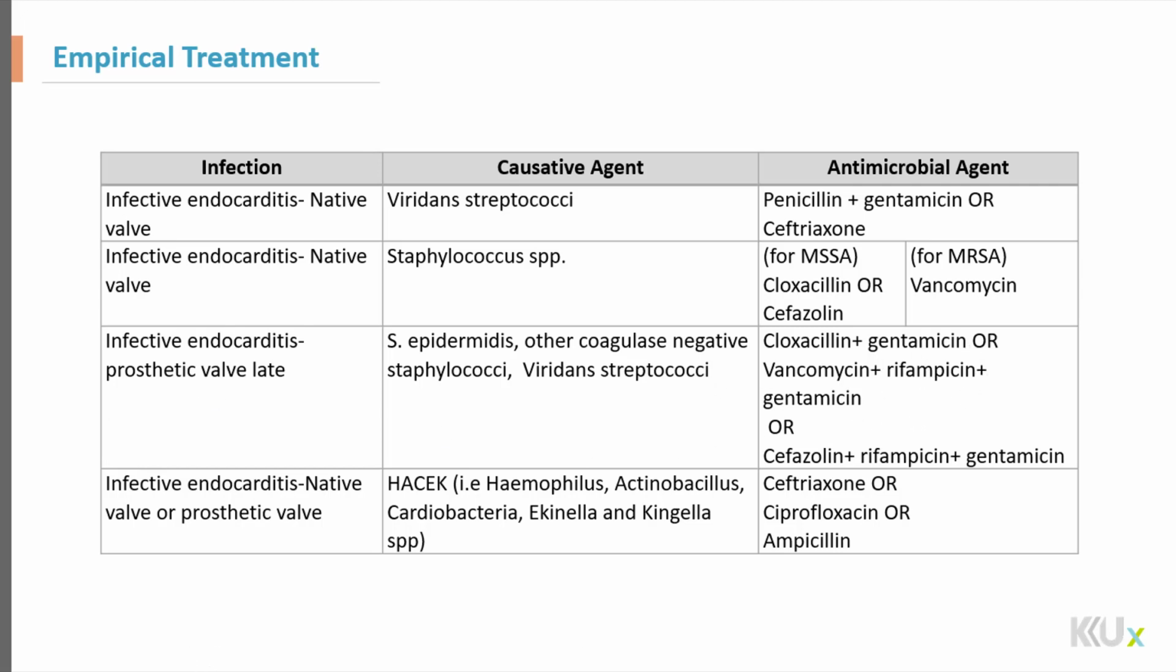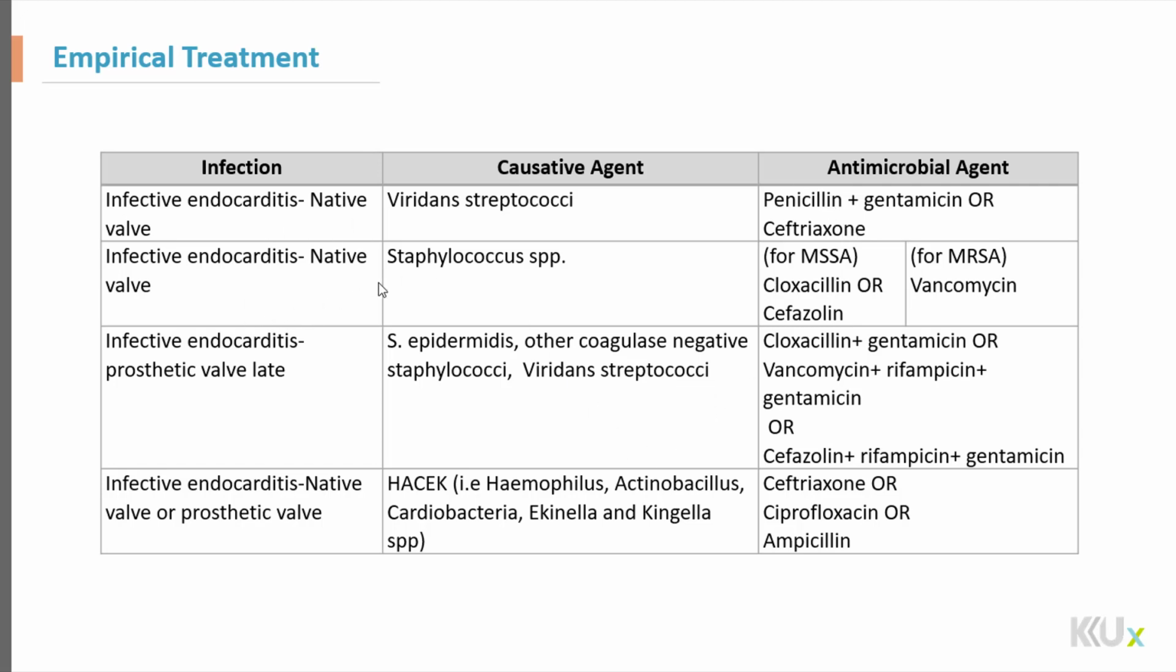Okay, so let's look at each one individually. So when we have infective endocarditis with native valve, and the causative agent is viridans streptococci, we can give the patient penicillin plus gentamicin or ceftriaxone.